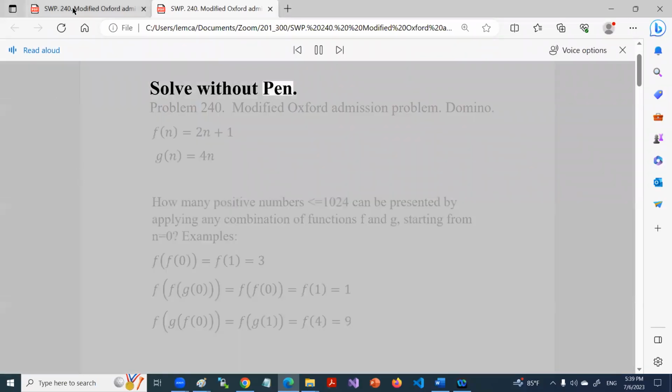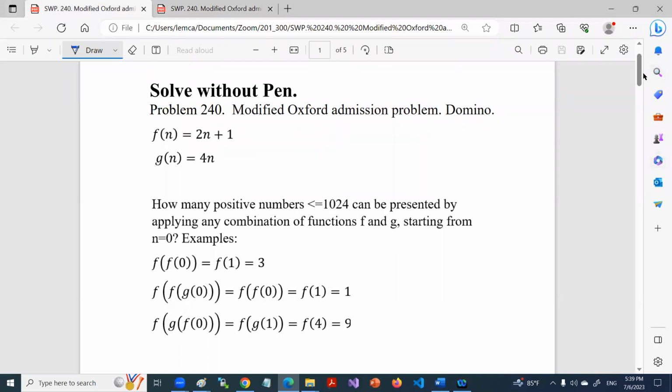Solve without pen. Problem 240. Modified Oxford admission problem. Domino. How many positive numbers less than or equal to 1024 can be presented by applying any combination of functions f and g, starting from n equals 0? Examples. ff is equal to 3, ffg is equal to 1, fgf is equal to 9.